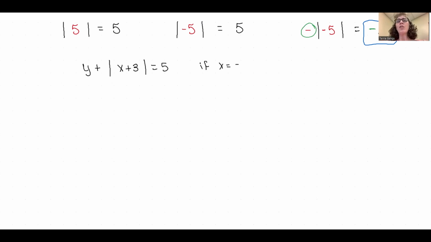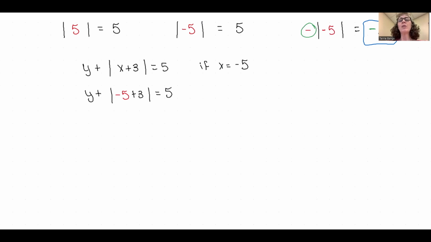So we've got a couple of different things going on here. First of all, we know x is negative 5. So we want to rewrite this problem, replacing that x with negative 5, right? So we have y plus the absolute value, and remember, this time x is going to be negative 5, so I'm going to put that in there. And then plus 3, close our absolute value sign, equals 5. Just like when we do order of operations, whatever's inside looks kind of like a set of parentheses, so we're going to treat it like that.